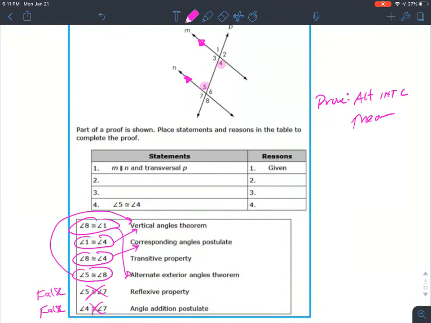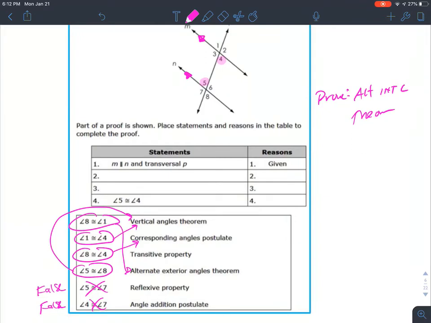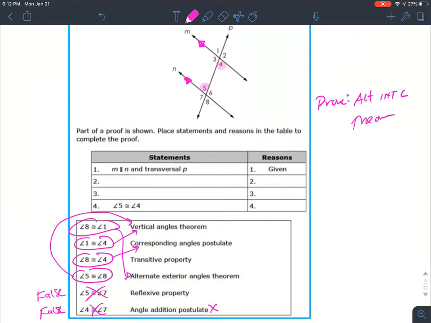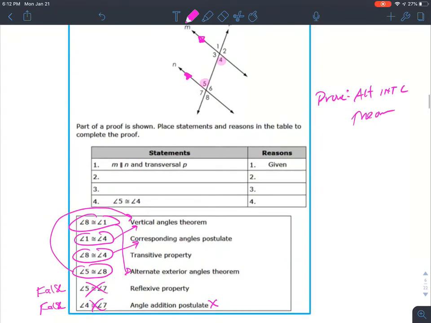So of my choices, I got 4 choices to go in spots 2 and 3. I could probably use multiples of these. So let's see. A couple things I'm not going to use also. I'm not going to use the angle addition postulate. That doesn't apply to this. And the reflexive property, highly unlikely. So we want to get angles 5 and 4 into the problem.